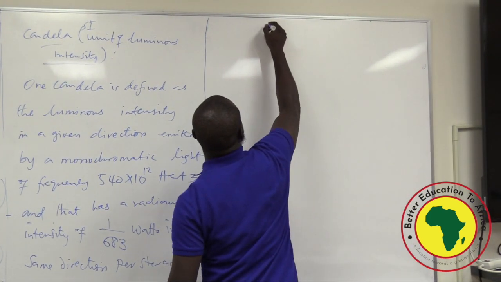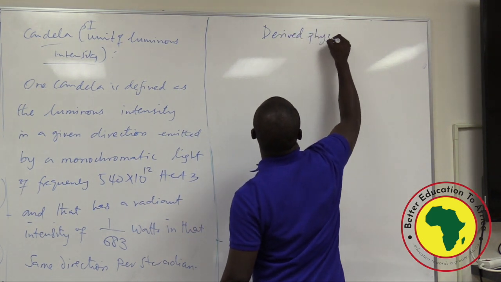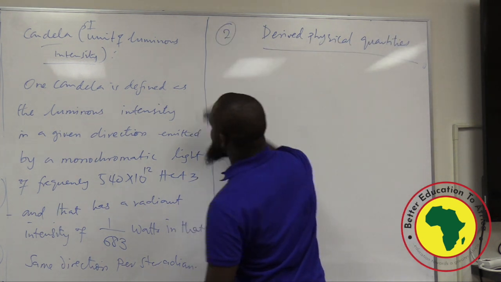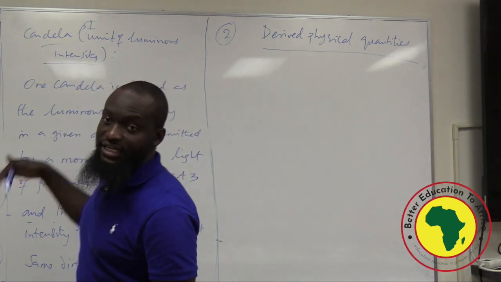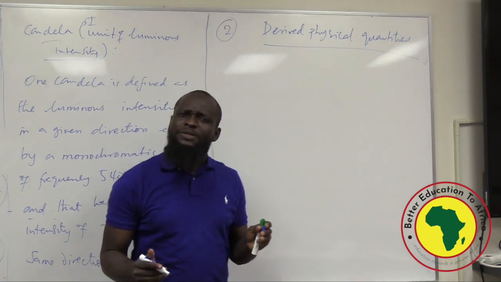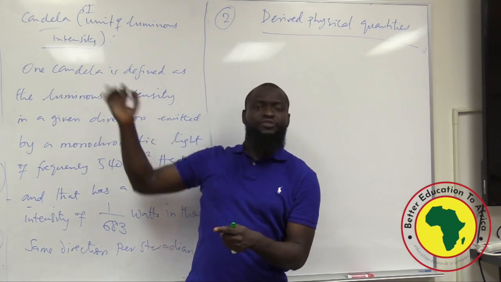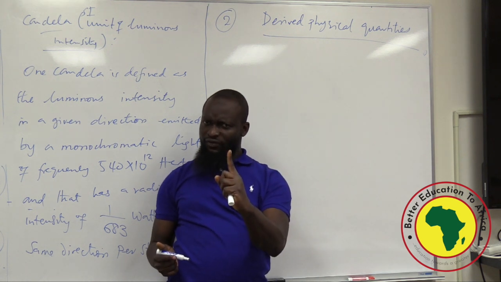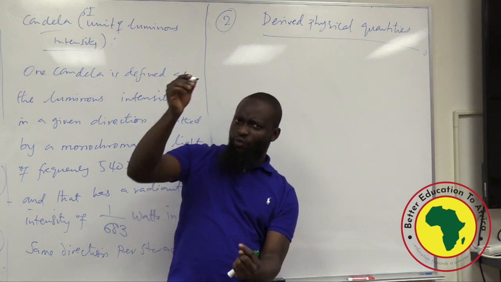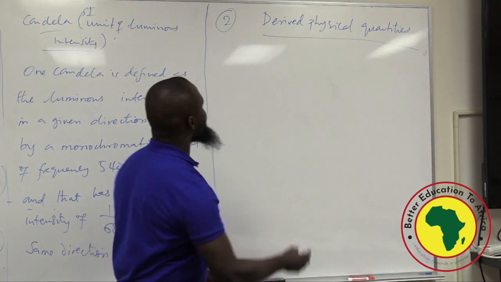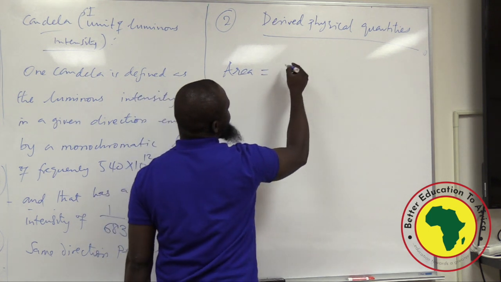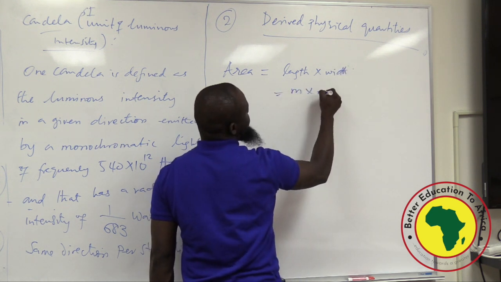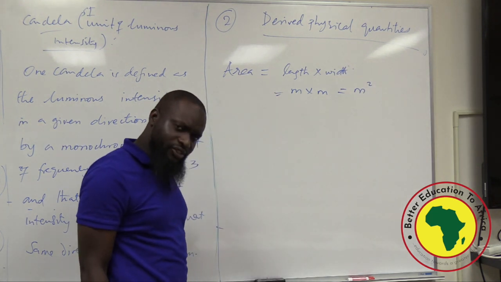Now let's talk about derived physical quantities. We discussed the fundamental physical quantities, 7 of them, and we defined the units. Derived quantities are those that are a combination of the fundamental quantities. They cannot stand on their own. Some are multiples of one fundamental quantity, some combine one fundamental quantity with another. For example, area is a multiplication of two lengths, length times width. So it's meters times meters, and the SI unit of area is meters squared.